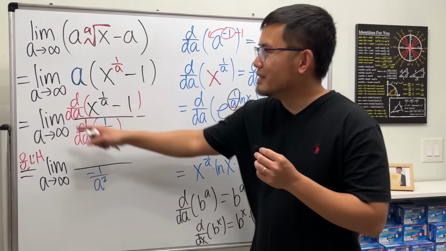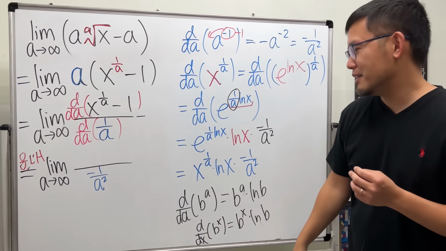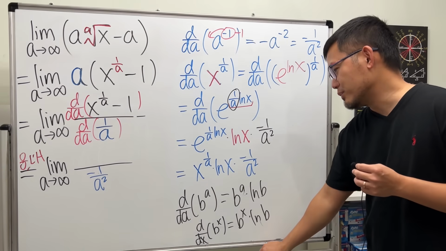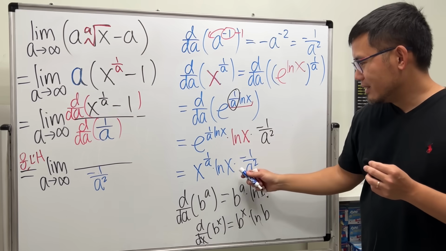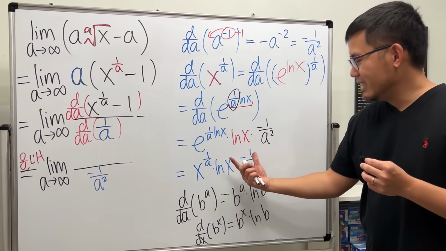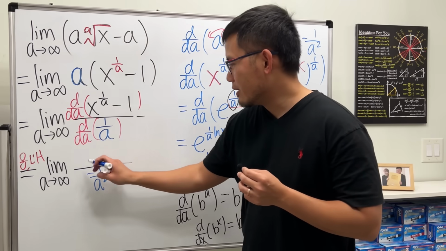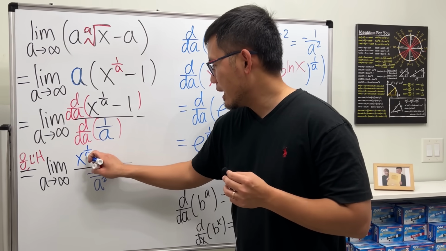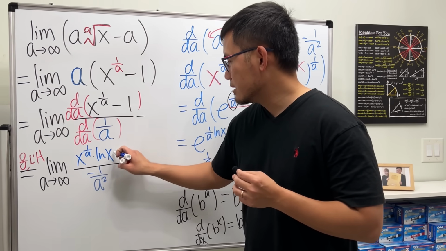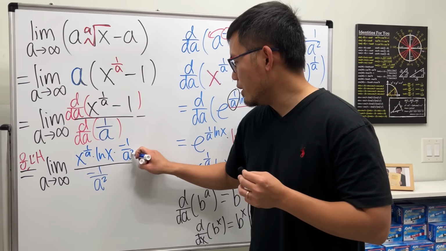This right here is confusing because the limit is a approaching infinity, so we're taking the derivative with respect to a. So hopefully this part is clear. If so, let's go ahead and put that down right here. x to the 1 over a times ln x times negative 1 over a squared.